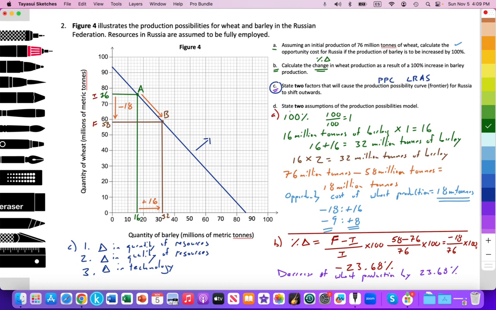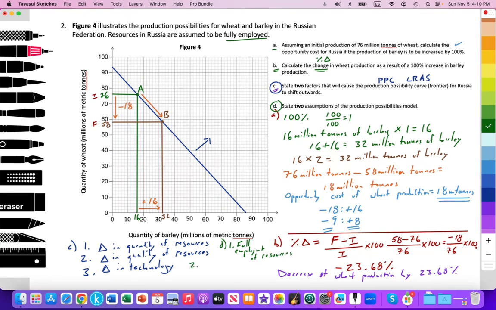Now we're on our last question, question number D. State two assumptions of the production possibilities model. Think about what those two assumptions are. Pause the video and think about what they are. Okay, so let's answer this last question, question D. Assumptions of the model. Number one is full employment of resources. And I'm running out of space here, but I'll make a little note, full employment of resources.